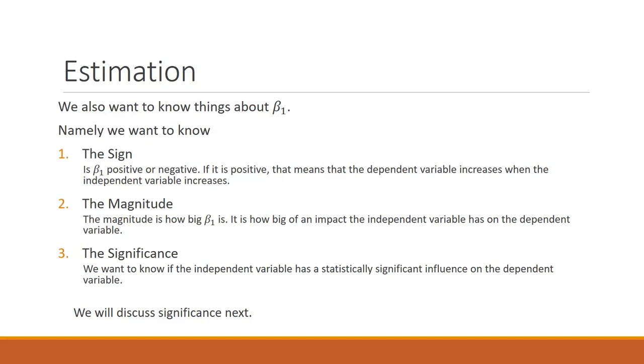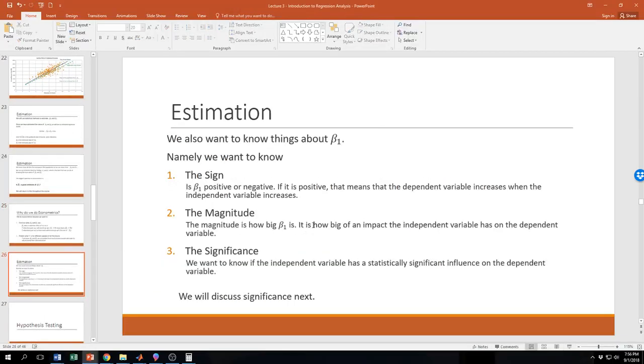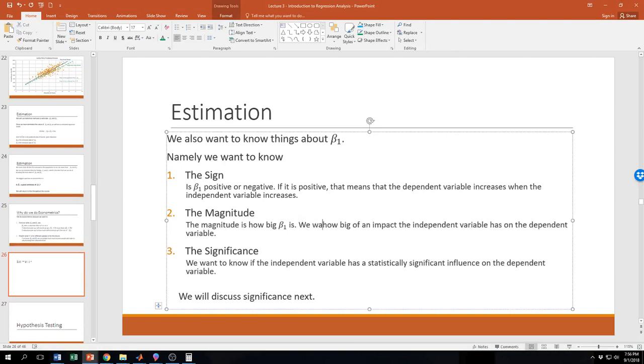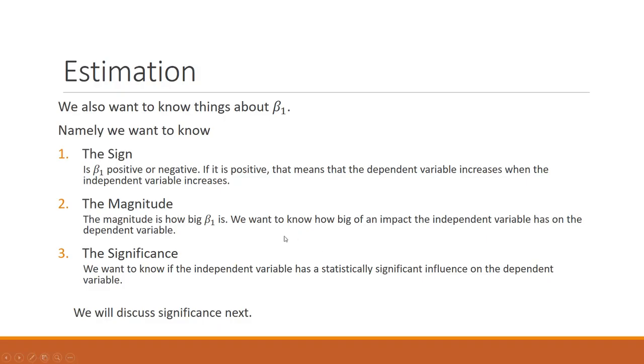Is beta 1 big enough? So we want to know how big of an impact the independent variable has on the dependent variable. There's a typo, I'm going to fix this. We want to know how big of an impact the independent variable has on the dependent variable. We want to know how big of an impact education has on income. All right. We also want to know the significance.